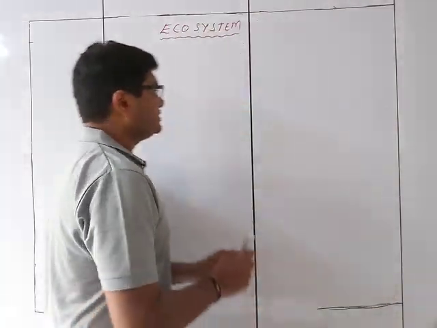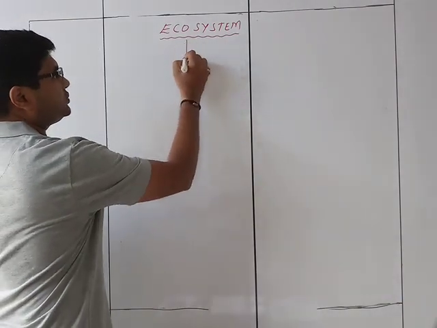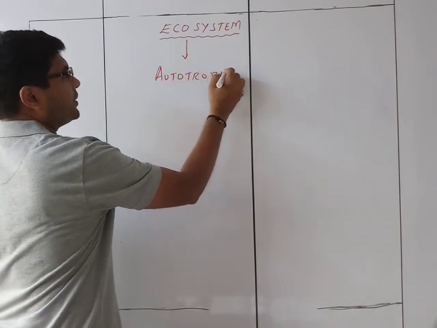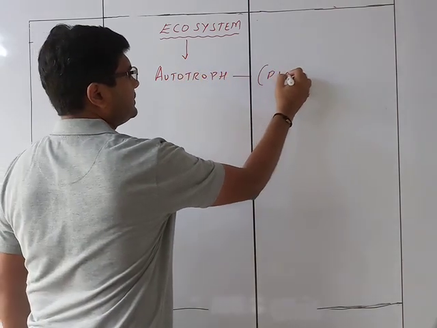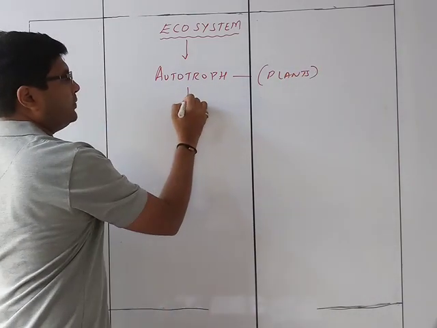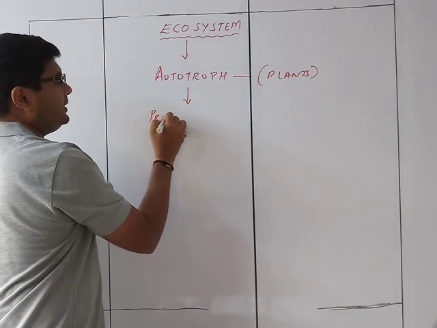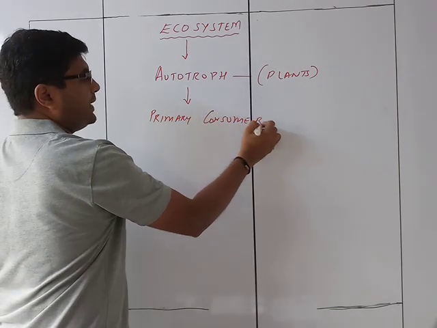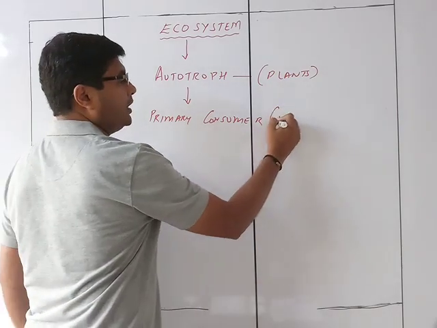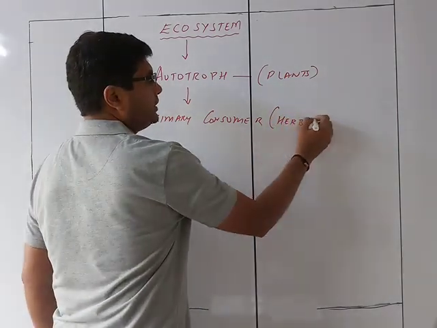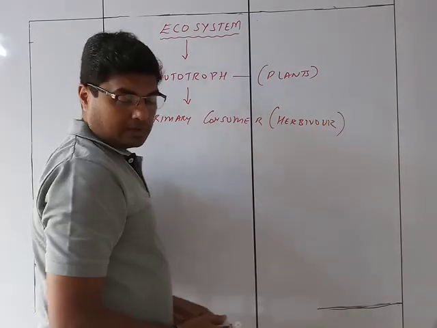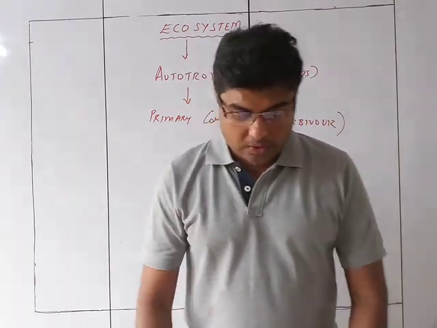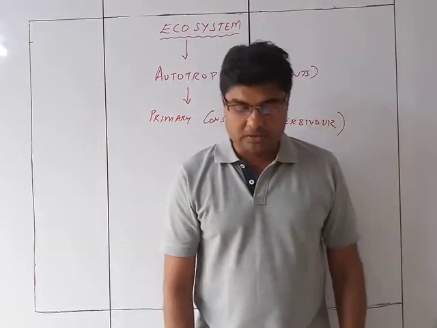So what we see first is that in an ecosystem, the first one is the autotroph. The autotrophs are basically the plants, and then comes the primary consumer. The primary consumer is the one which is herbivorous. So herbivores are the ones which will be primary consumers.